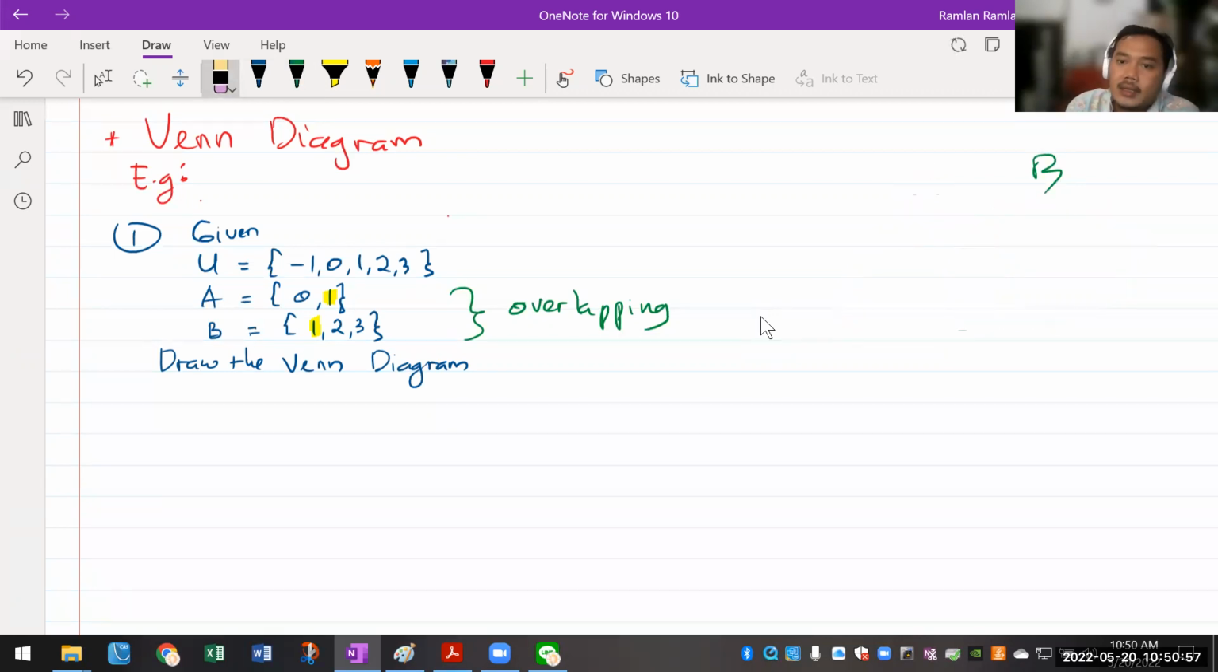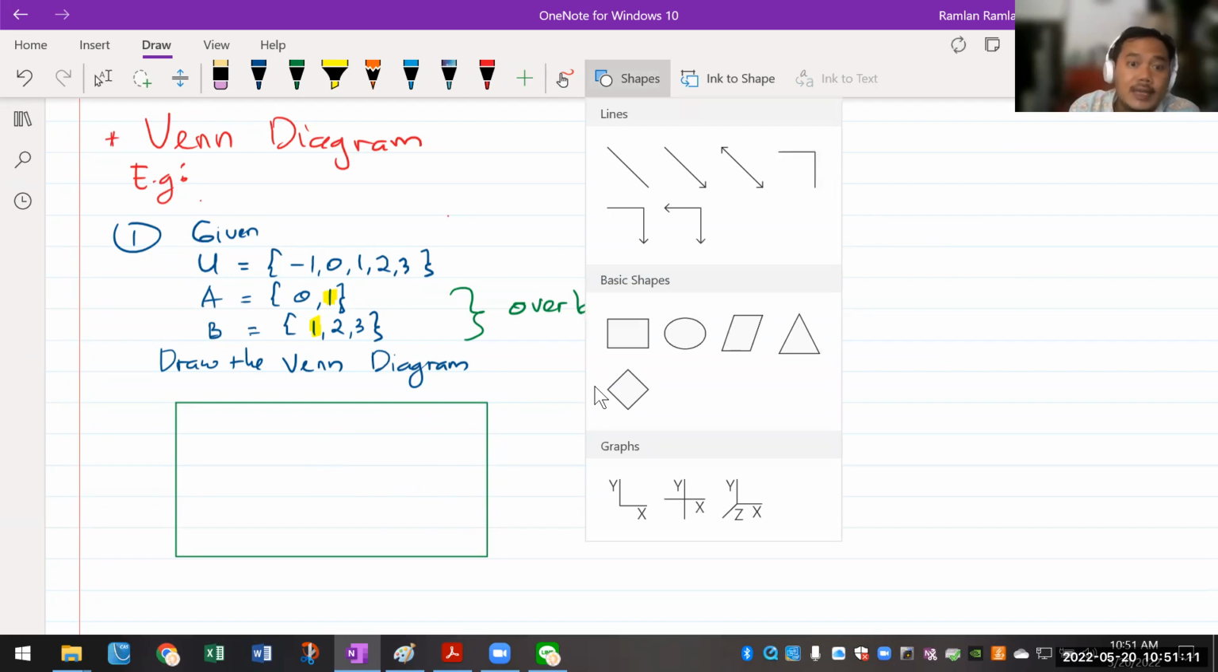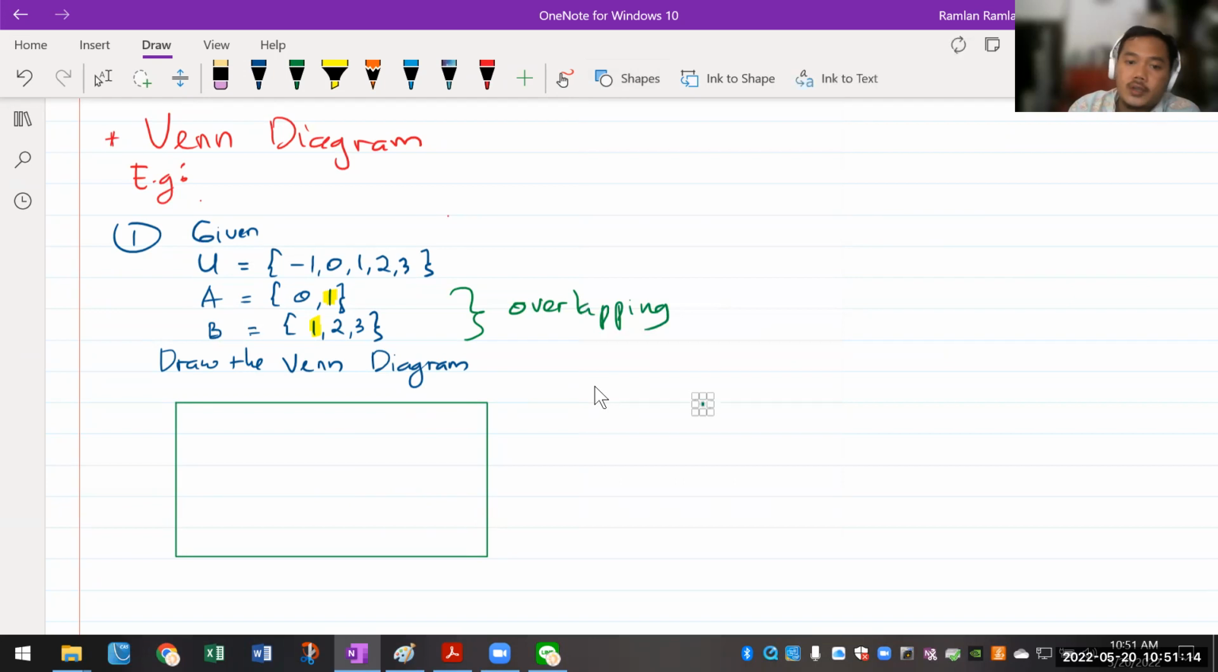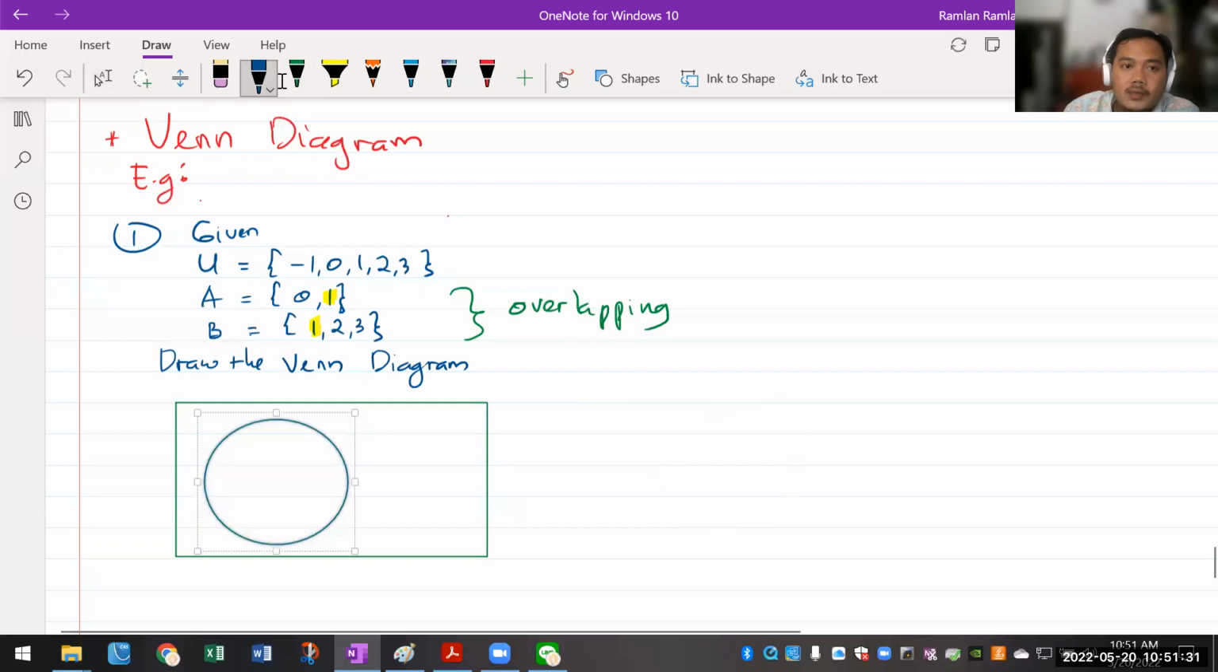I'm going to erase that and make it a little bit neat using the shapes over here. Okay, so this is the Venn diagram, guys. The first thing that you need to draw is the rectangle, and then, because we have two sets in here, set A and set B, you will have two circles. Shapes, circle. Okay, this is the first circle, for example for set A. I'm going to put this over here. And the other one is for set B. I'm going to draw another circle and put it over here. Because it is overlapping, it will be like this.